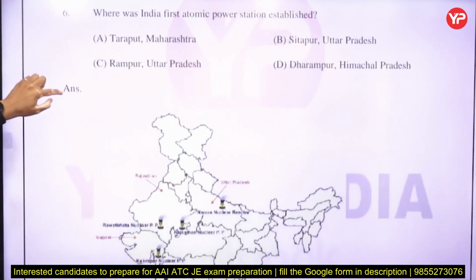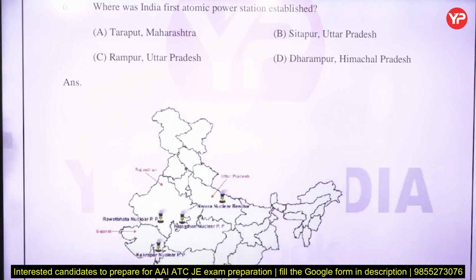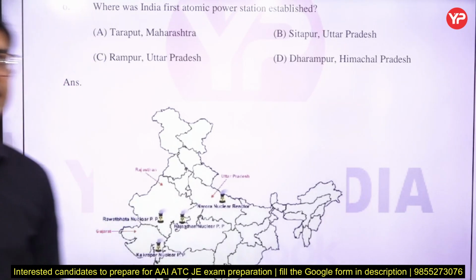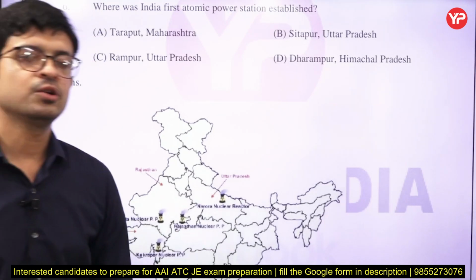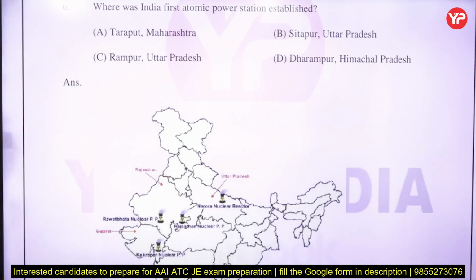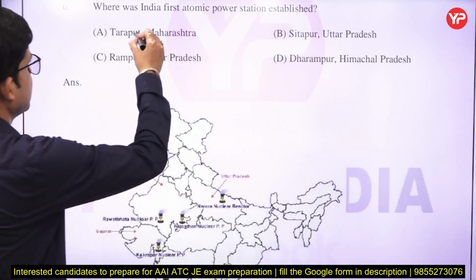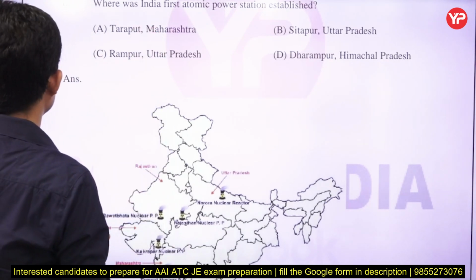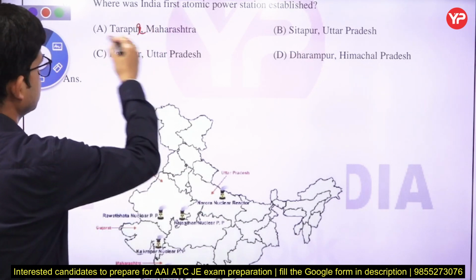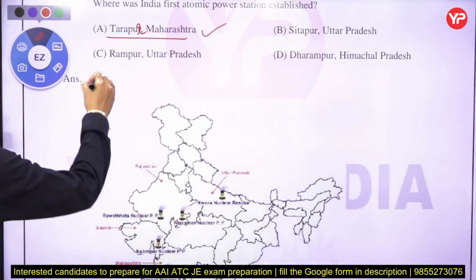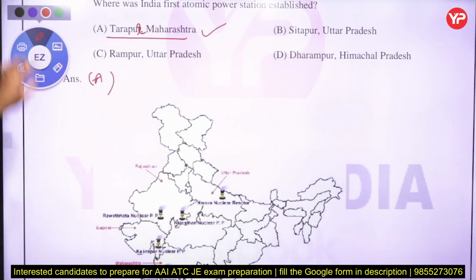India's first atomic power station. Where was India's first atomic power station established? That is established in Tarapur. The answer is Tarapur in Maharashtra. That is option A.